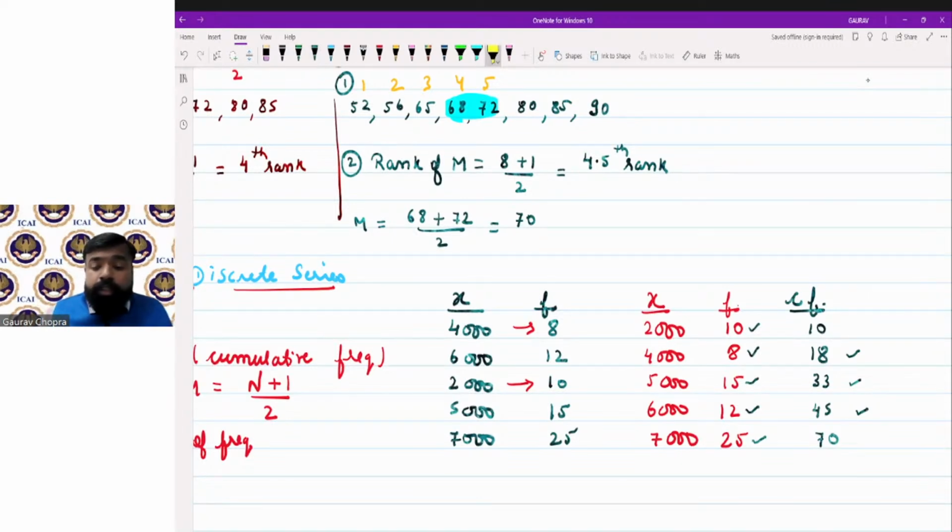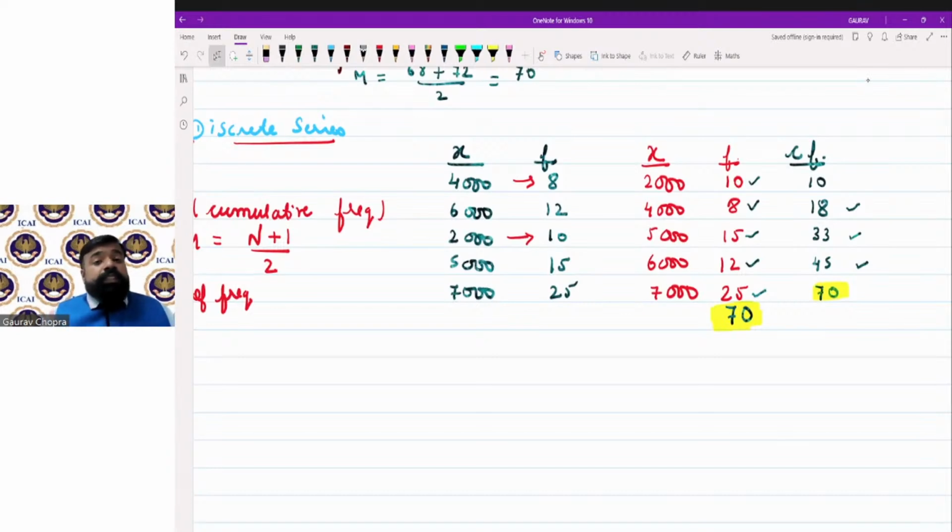The last number of CF denotes the total of frequency. This last number denotes the total of frequency, that is 70. This is sigma f, that is 70. Now second step is also done. Now what is the third step?